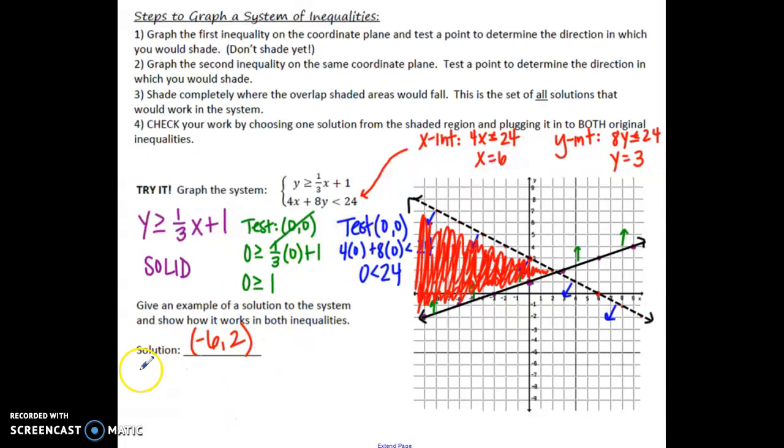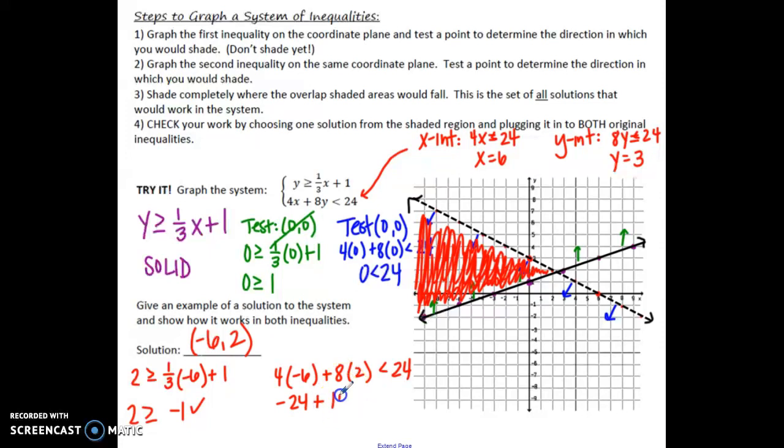And you would show that it works because you could plug negative 6, 2 in the first one. 2 is greater than or equal to 1/3 times negative 6 plus 1. A third of negative 6 is negative 2, plus 1 would be negative 1. And so 2 is greater than or equal to negative 1. That works there. Plugging it in the next one, 4 times negative 6 plus 8 times 2, we're checking if that is less than 24. 4 times negative 6 is negative 24, and then plus 16, we can see that we're going to get negative 8, which is in fact less than 24. So this works out.